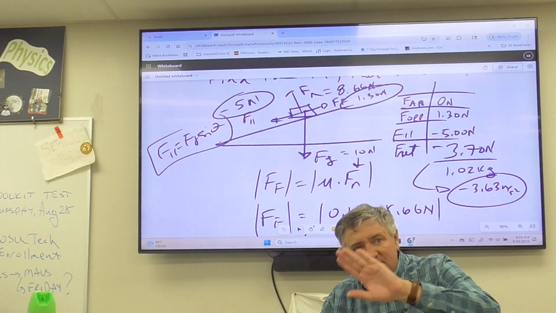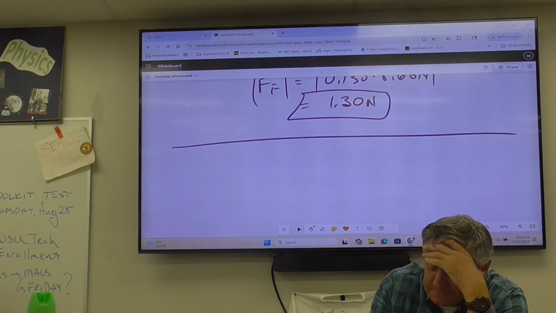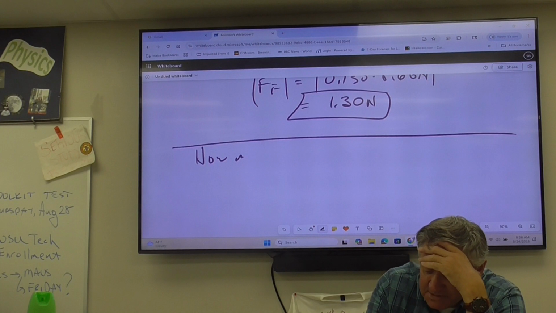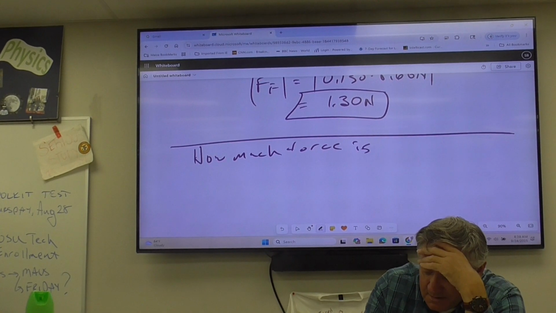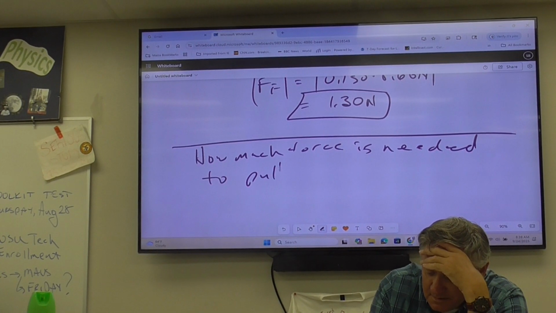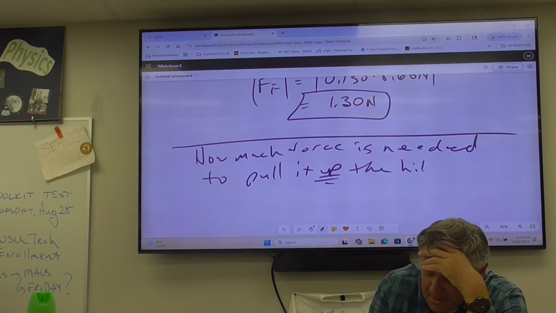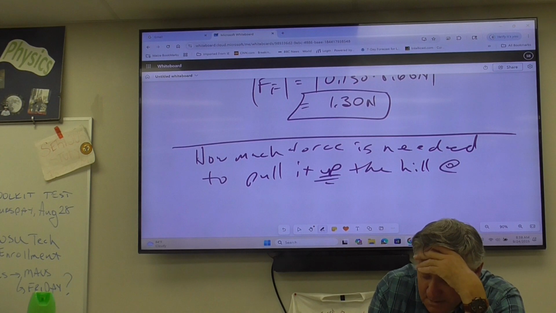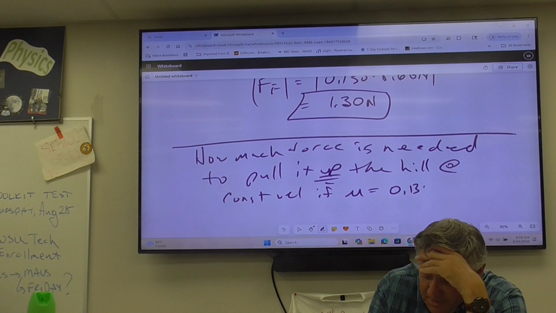Okay, so here's the last problem, and then we're done. The good news is we don't have to recalculate anything. So how much force is needed to pull it up the hill with Jack and Jill at constant velocity if mu equals 0.15.